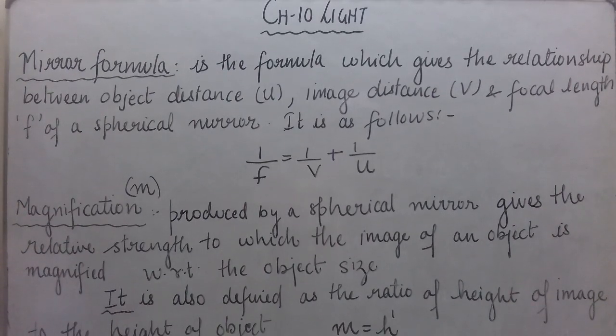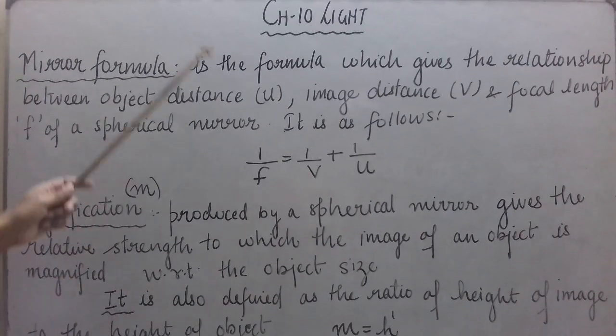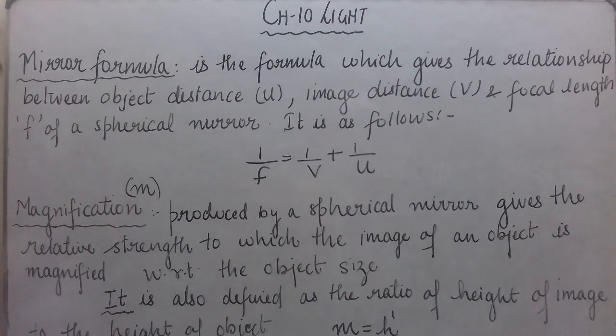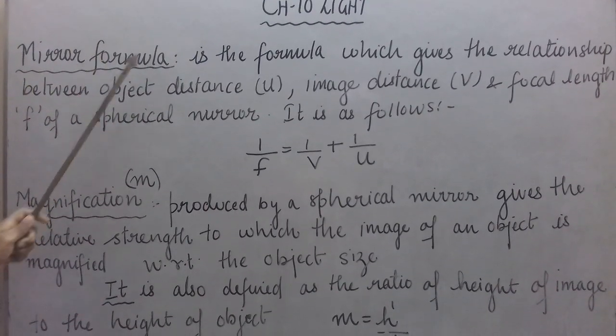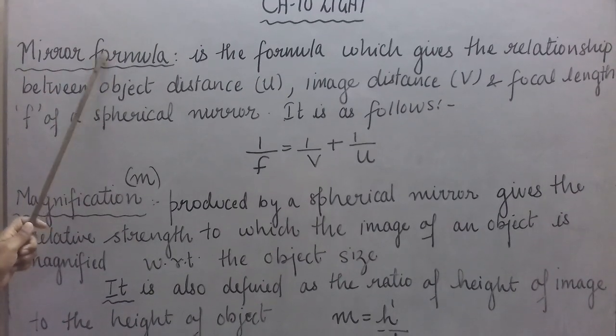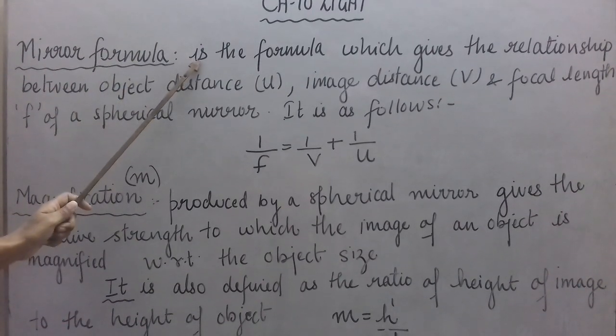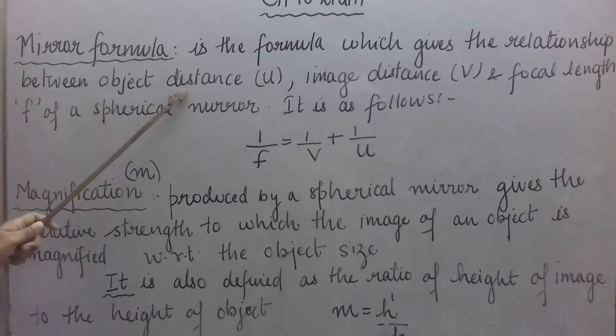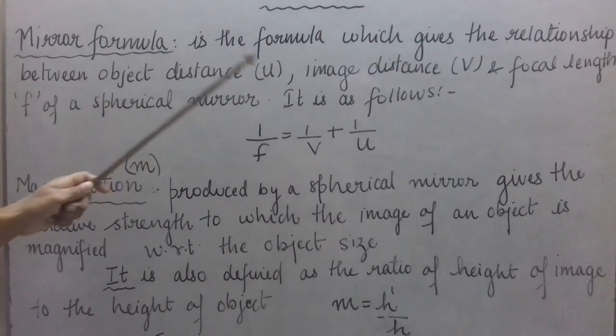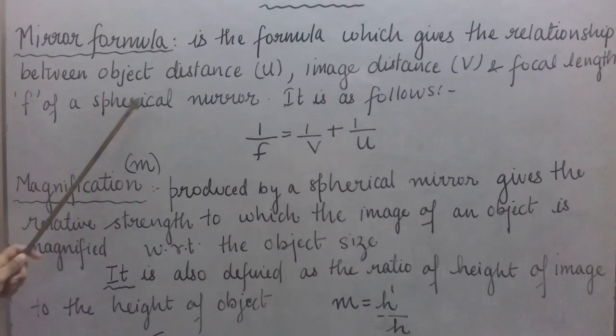Hello students, in this video we are going to study the last part of the theory of reflection under chapter 10, light. Now let us see what is mirror formula. It is the formula which gives the relationship between object distance, image distance and focal length of a spherical mirror.